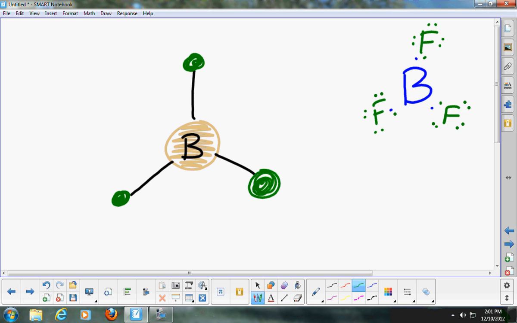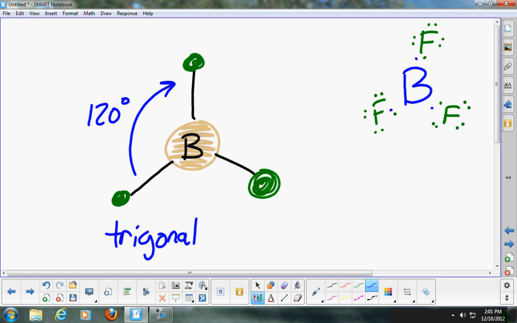That's the center atom. Beryllium. How many bonds? Oh, sorry, boron. Yes, sorry, boron. 3 bonds. What is the angle? 120. 120, good. What is the name of this shape? Triangular. Trigonal. It's all in one plane. Planar. So that's the name of that one.